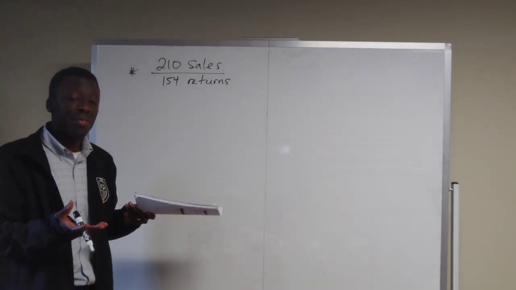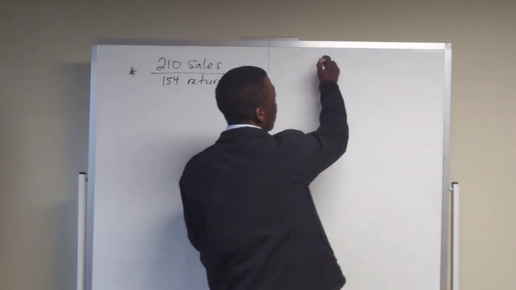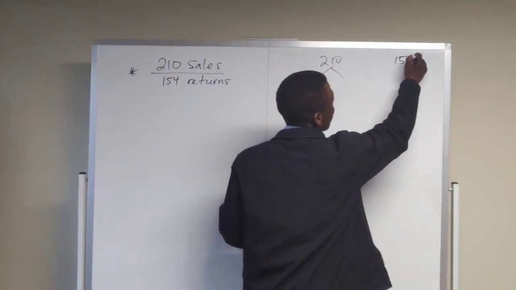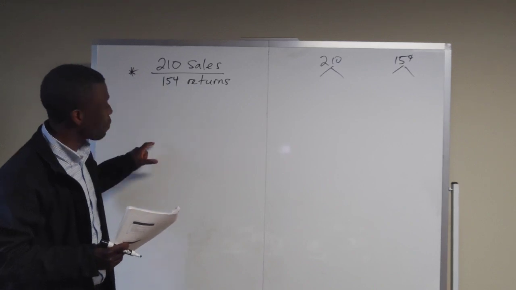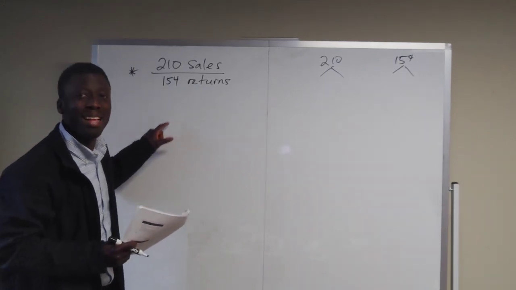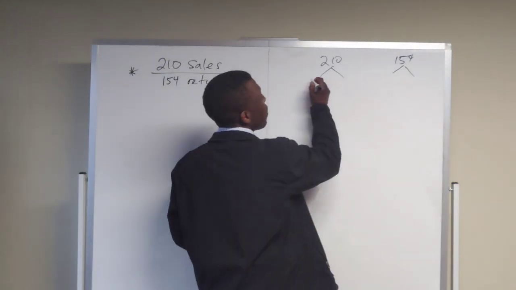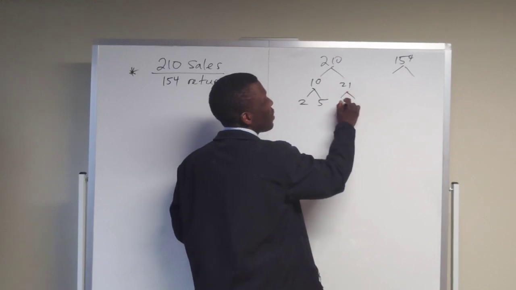Now, if you don't know what they have in common, or if you don't know where to begin, there's two ways to do this. One is you can prime factorize 210, and you can prime factorize 154. And then write down the prime numbers that make up 210 and the prime numbers that make up 154. Then cancel what they both have in common. That's one way to deal with this problem. So here we technically have 10 and 21, we have 2 and 5, and we have 3 and 7.